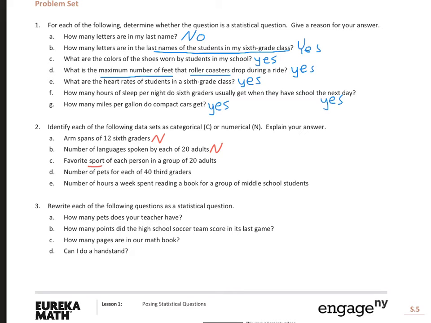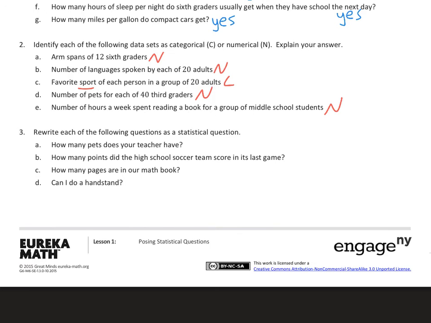Favorite sport, though, we are going to be listing the words of the sports. That's going to be categorical. Number of pets, that's going to be numerical. And number of hours reading a book, that's going to be numerical. And for number 3, all we really have to do is make sure that we're addressing a group of people, not just one person. How many pets does your teacher have?